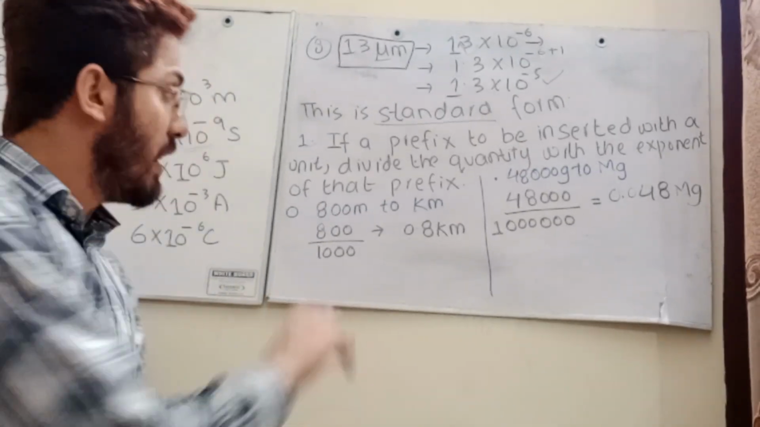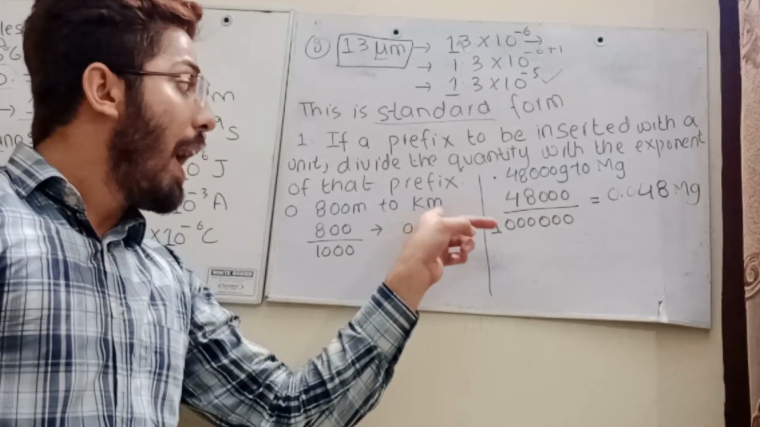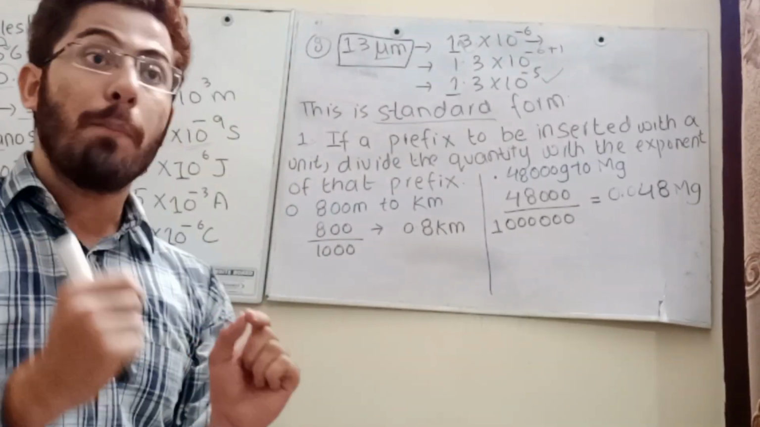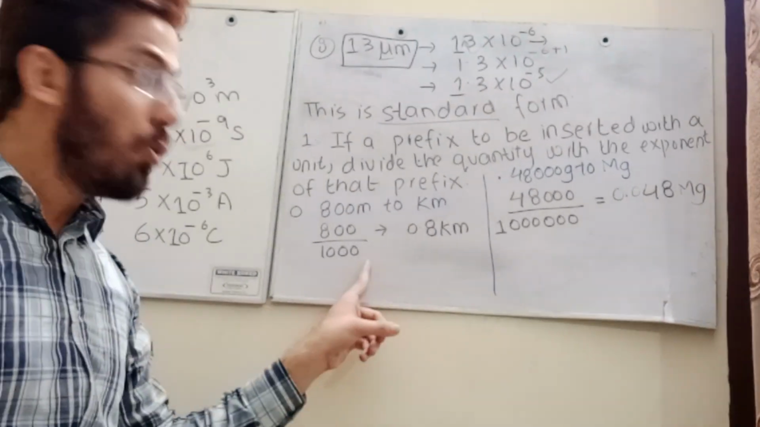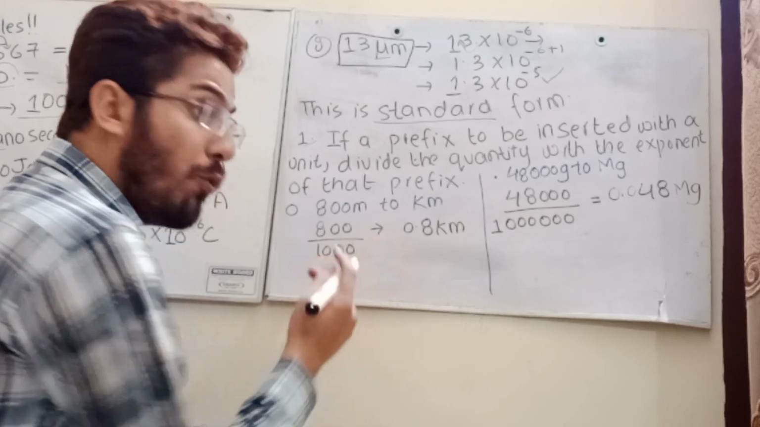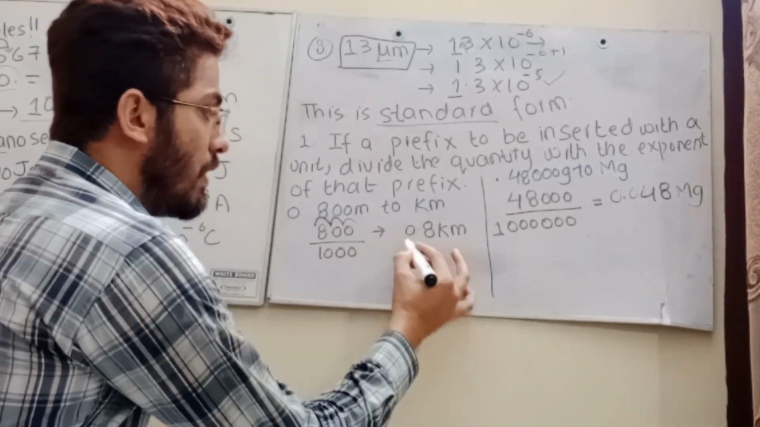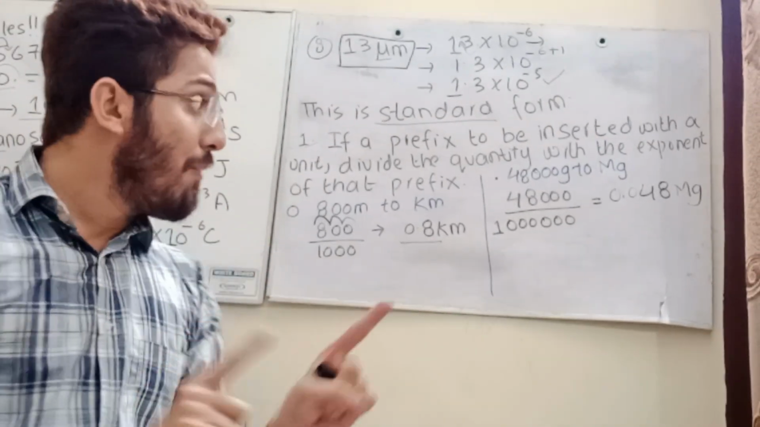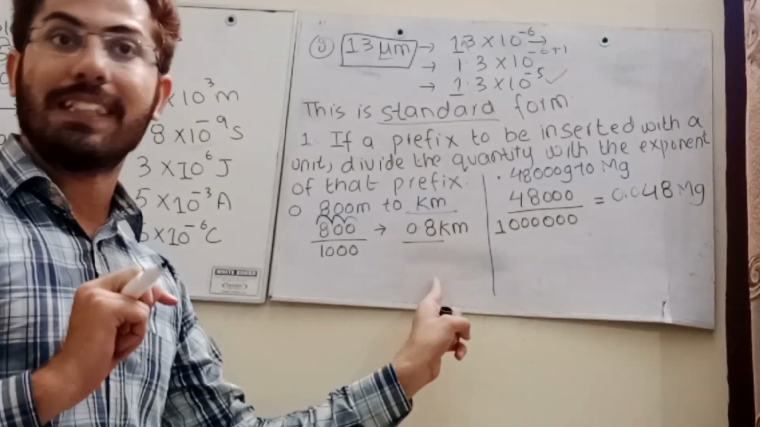What does it mean? See, 800 meter to kilometer, it means that you have been given the prefix, so you are going to divide with the prefix. Kilo means 10 to the power 3, means 1000. You are going to move backward 3 times: 1, 2 and 3. 0.8 kilometer you will get as the answer. So whenever you are given the prefix, divide with the prefix, you will get the answer, student.